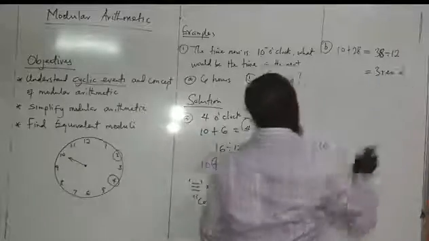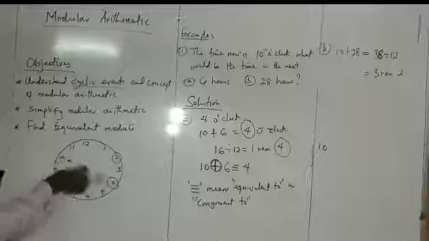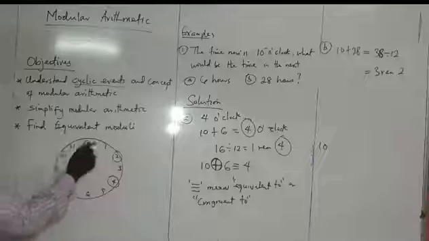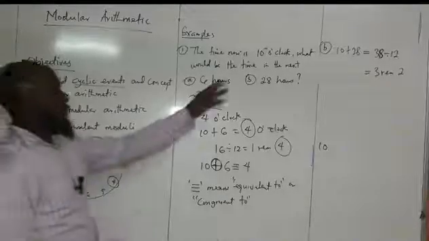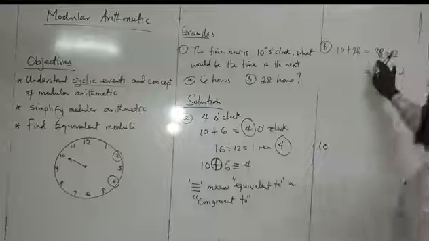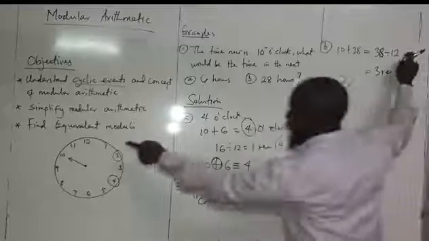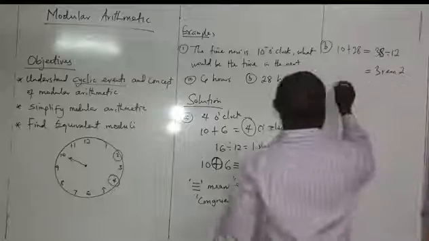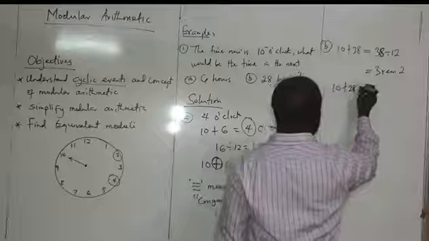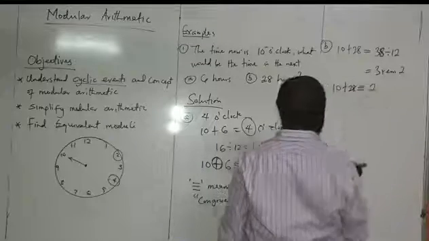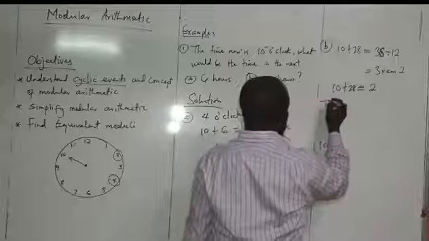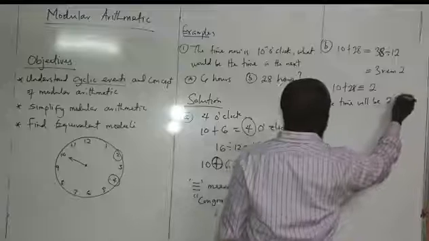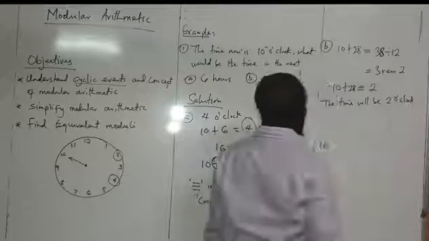So instead of counting to 2, just go through this method. 10 plus 28 is equal to what? 38 divided by 12. That is what we're working with. Then 3, remainder 2. So in that case, we can say that 10 plus 28 is equivalent to 2. Right? So that means that the time will be 2 o'clock. I hope that is clear.